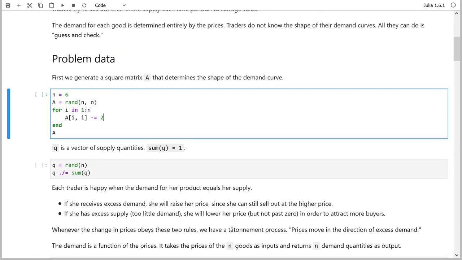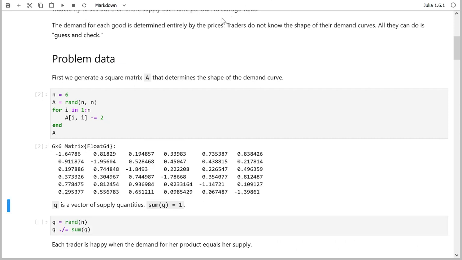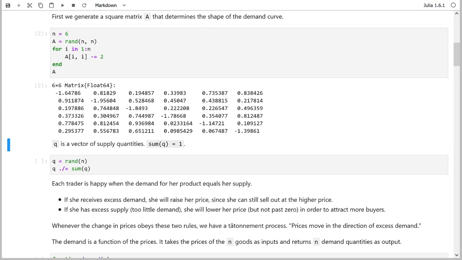And at the outset, we need to generate a square matrix that determines the shape of the demand curve. Remember, this is a curve that the traders are going to observe, but they don't actually know all of these values that determine the detailed shape of the curve itself. The only thing that's necessary is that the diagonal of A be negative and the off-diagonals be positive.